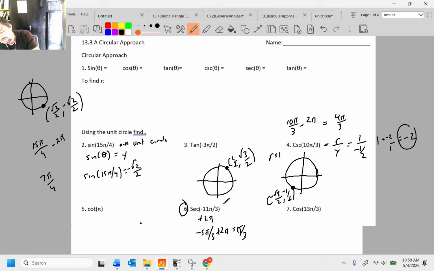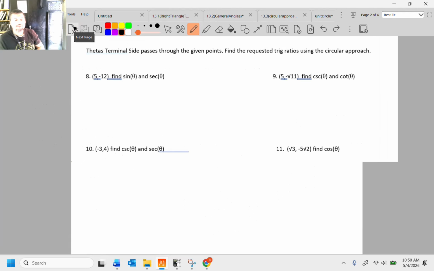Now, the secant ratio on the unit circle is going to be the radius divided by x. Radius is 1, x is 1/2. 1 divided by 1/2 is 2. Moving forward. Theta's terminal side passes through the given points. Find the requested trig ratios using the circular approach.